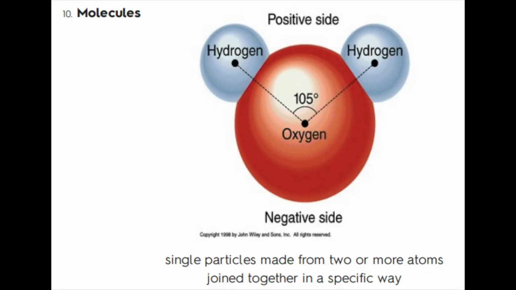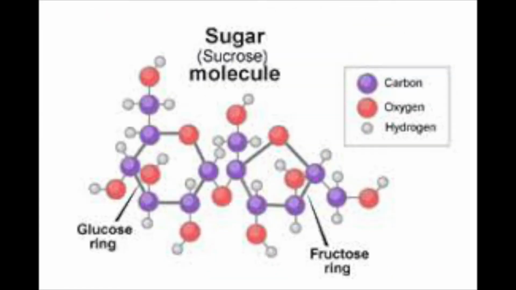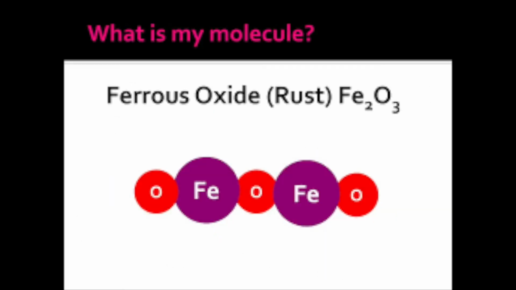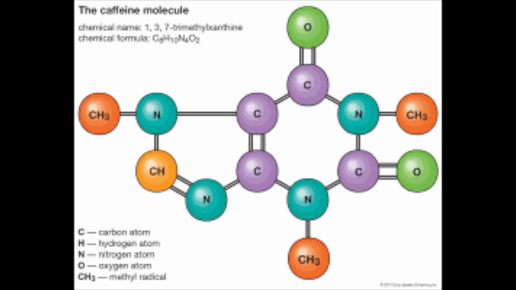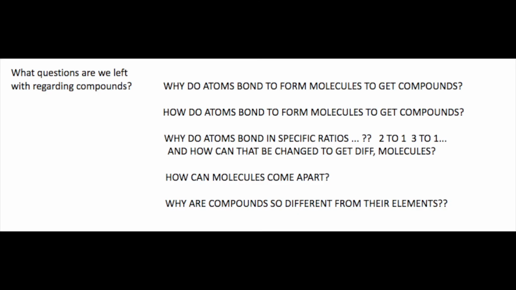Molecules are single particles made from two or more atoms joined together in a specific way. So there's an illustration of a water molecule, two hydrogen atoms, one oxygen atom. This is an illustration of a sugar molecule. It's got 12 carbon atoms, 22 hydrogen atoms, and 11 oxygen atoms. This is a molecule, one particle of rust, two iron atoms, three oxygen atoms. This is actually a caffeine molecule. It's got nitrogen, carbon, hydrogen.